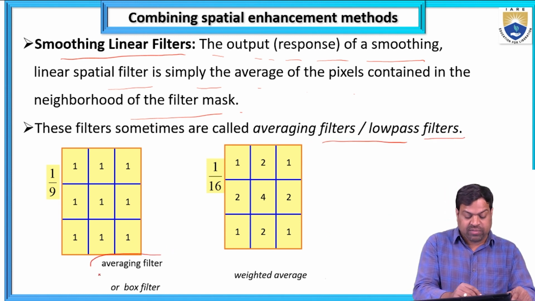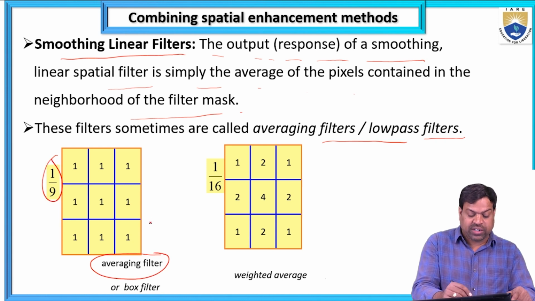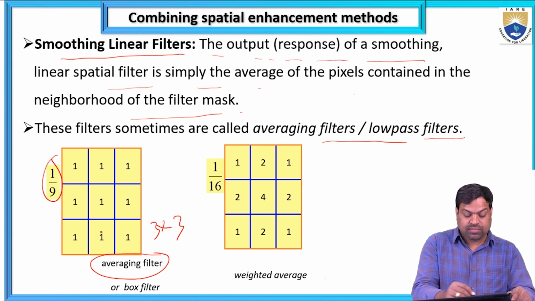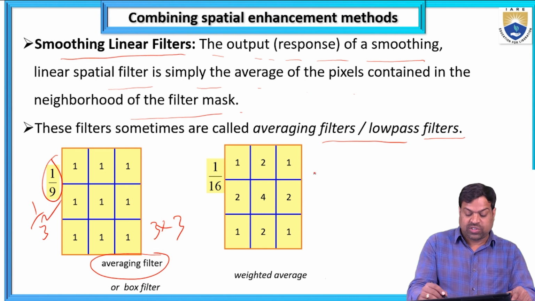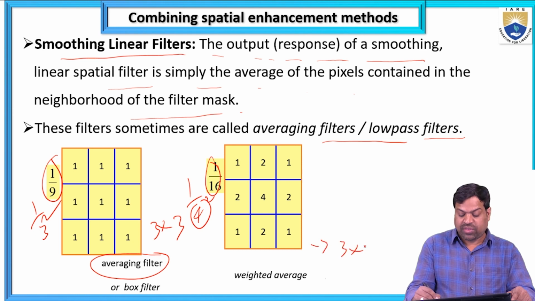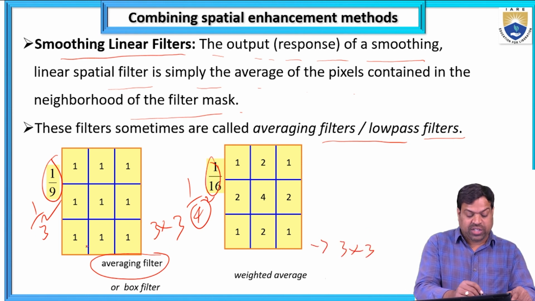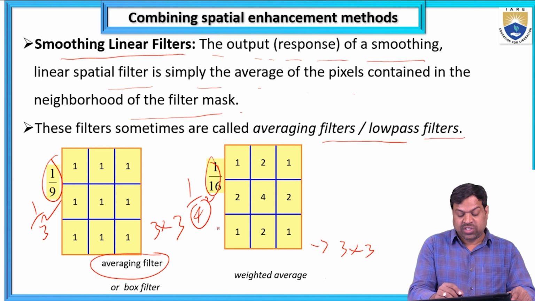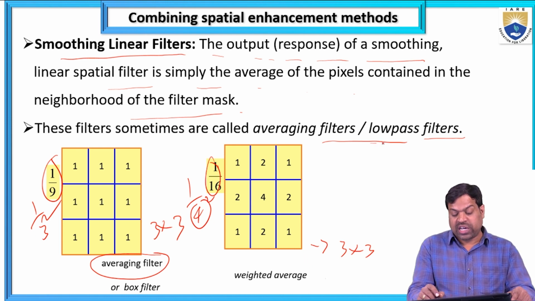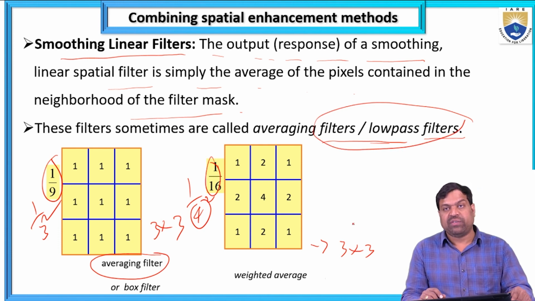Okay, here I am taking an average filter, that is 1 by 9, 3 squared. Here I am taking 1 by 16, meaning 1 by 4 squared. So it is 3 by 3, but it is the average, I am taking 1 by 3. But here, weighted, means 1 by 4 I am taking. So these filters are sometimes called averaging filters or low pass filters. When I go for the average filter, it is called a low pass filter.